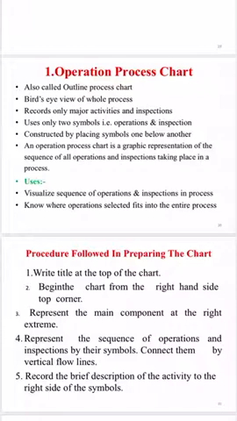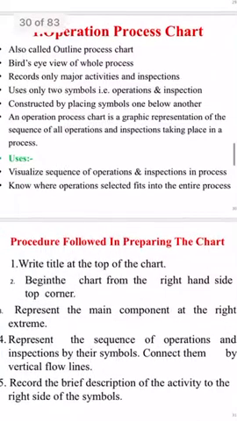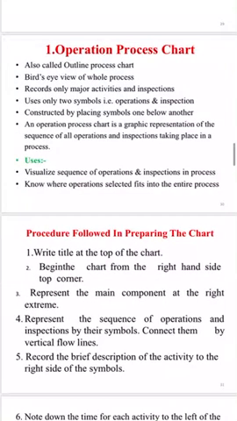Now, what are the uses of this operation process chart? It lets us visualize the sequence of operations and inspections in a process. We can easily see which activities are related to operations and which are related to inspections. Then we come to know where the selected operation fits into the entire process, and which type of activity is selected in the operation.